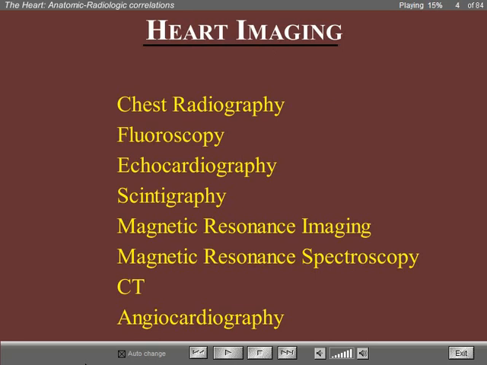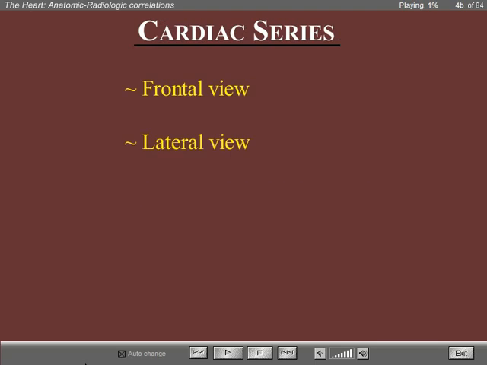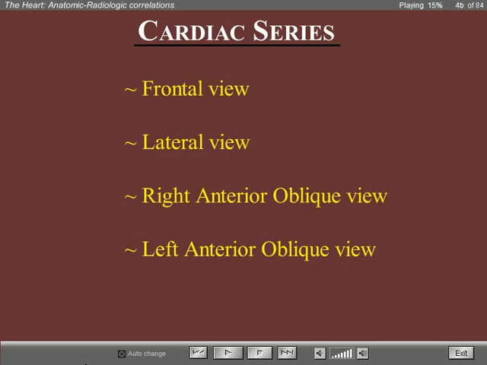Heart imaging techniques include chest radiography, cardiac fluoroscopy, echocardiography, scintigraphy, magnetic resonance imaging and spectroscopy, computed tomography, and angiocardiography. A traditional cardiac series consists of frontal and lateral views of the chest, supplemented by RAO, right anterior oblique, and LAO, left anterior oblique views of the chest. The latter are traditionally used when we perform angiocardiography. The availability of echocardiography has meant that the oblique views are not used in most centers throughout the world.